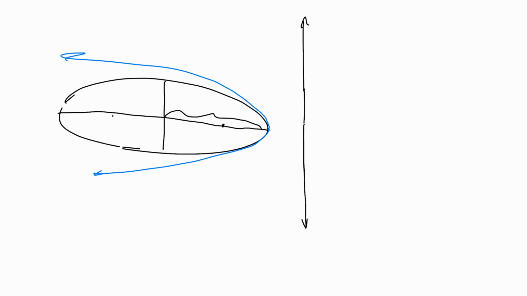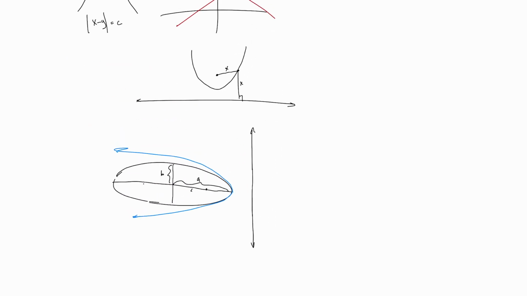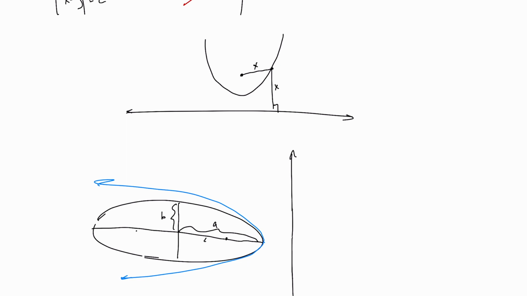We usually say this is A, this length is B, and this length is C. Now, for a parabola, we think these are the same. Of course, these two distances cannot be the same anymore, because if they are the same, it's just going to be a parabola. So, maybe we can look at their ratio. This ratio, x over x, is equal to 1 in the case of a parabola.